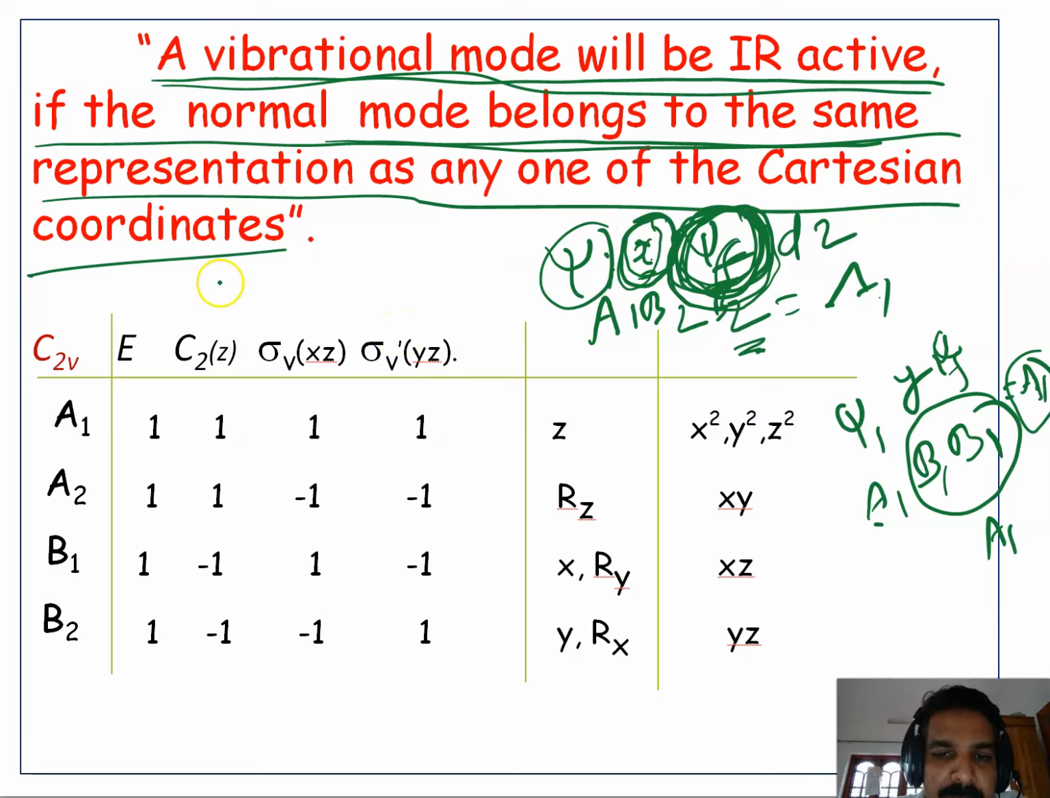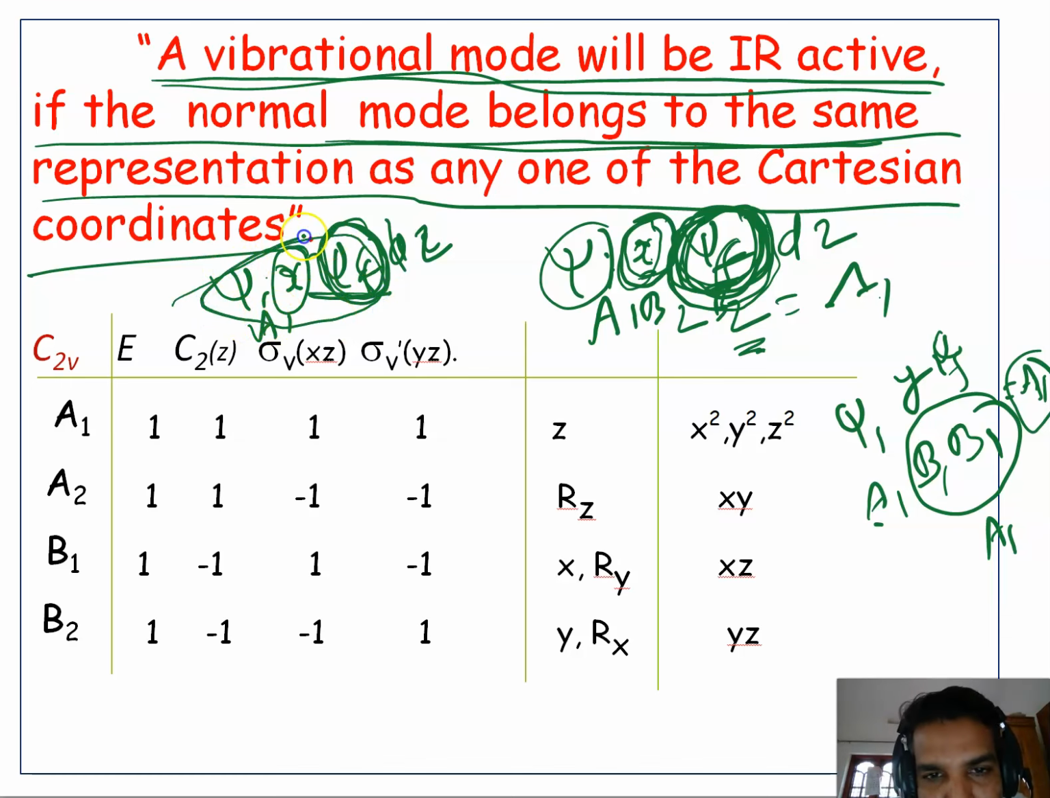I am telling you one more time. That is psi i into x, y or z into psi f d tau. Psi i is always A1. So to be totally symmetric, to be IR active, psi f, that means the symmetry of the vibrational mode, and any of x, y or z should have the same symmetry. Then only this becomes totally symmetric and the integrand will be non-zero. It will be IR active. So a vibrational mode will be IR active if the normal mode belongs to the same representation as any one of the Cartesian coordinates. Look at the character table of C2v.